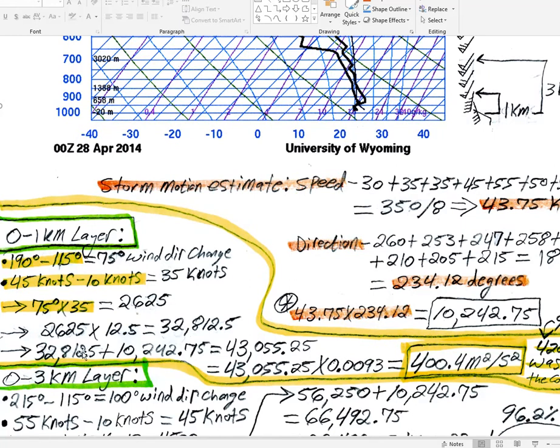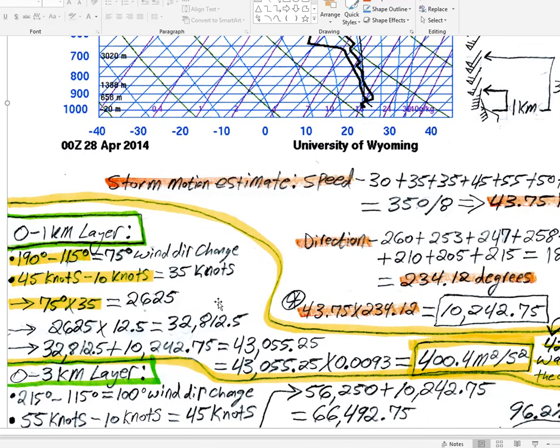And so now all we're going to do is add them up. The 32,812.5 from our 0 through 1 kilometer coefficient, and then our storm motion coefficient, and then it gives you 43,055.25. Then all you're going to do is take that number and multiply it times this coefficient that, again, I developed from research, 0.0093. And that'll give you the 0 through 1 kilometer storm relative velocity right here. When I say I developed it through research from doing dozens and dozens of cases, probably upwards of 100 cases, to develop a coefficient averaged over 100 cases.